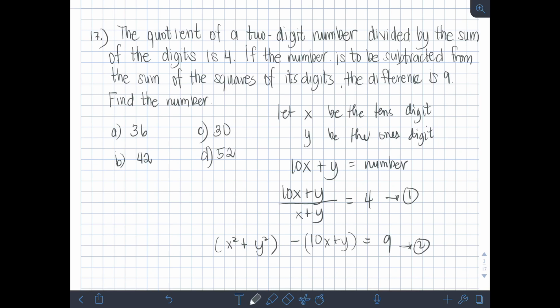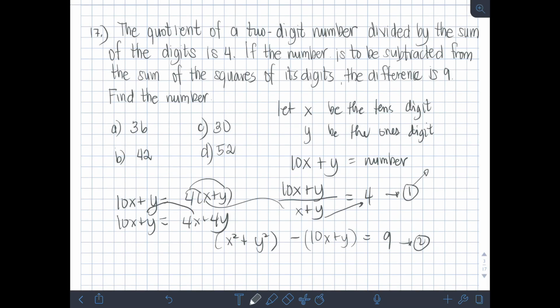So, dito tayo sa equation 1. Solve natin yung isang variable in terms of the other. So, simplify natin to. So, 10x plus y is equal to, cross-multiply ko tong x plus y sa denominator dun sa 4. So, parang 4 times x plus y. Okay, then, 10x plus y is equal to distribute. So, 4x plus 4y.